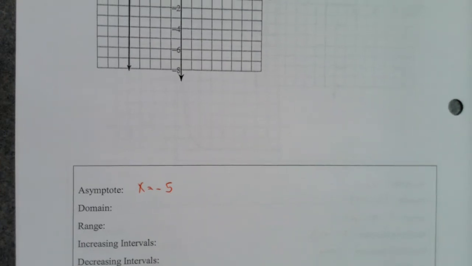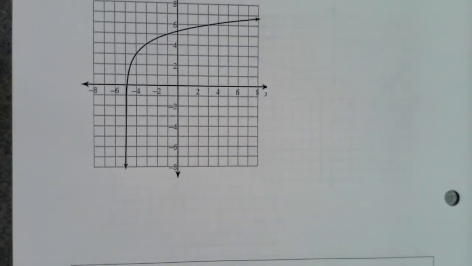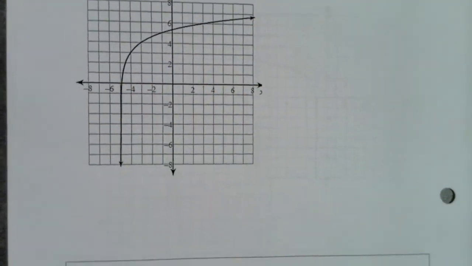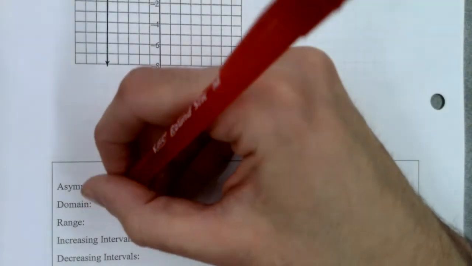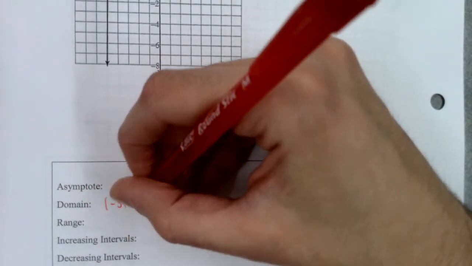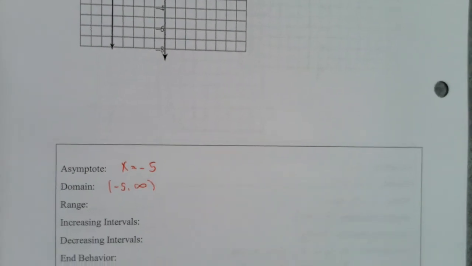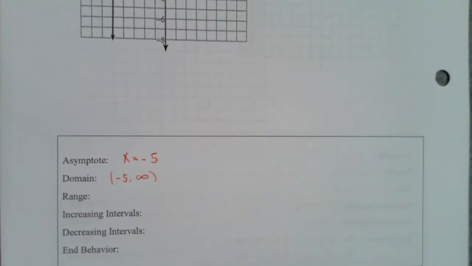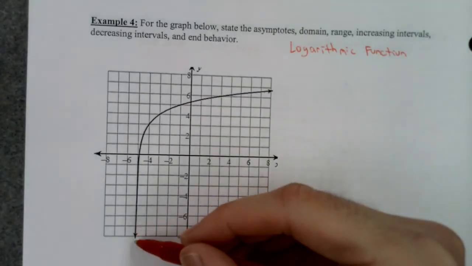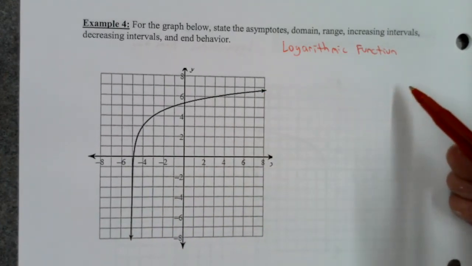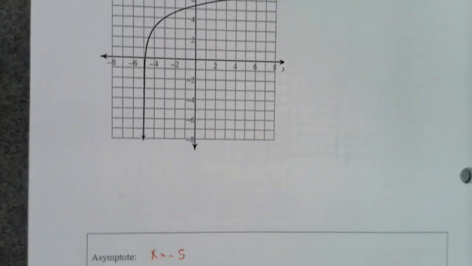Domain is going to be the x values in this graph. So if you look at the graph, it's going from -5 up to infinity. And again, parentheses, because it's not actually including -5. The range will be the y values in this graph. So it's going to be going down forever and up forever, very slowly, but up forever. So range will be negative infinity to infinity.